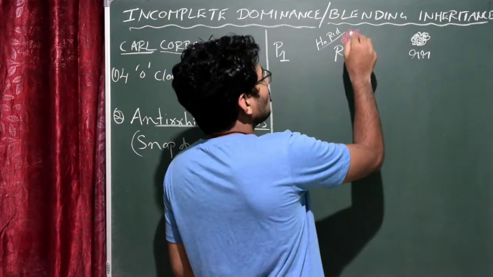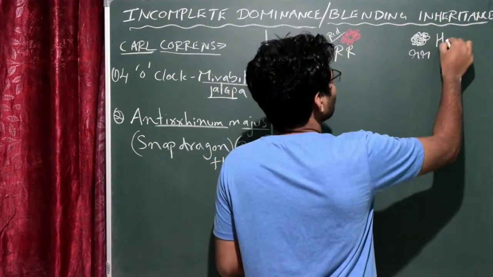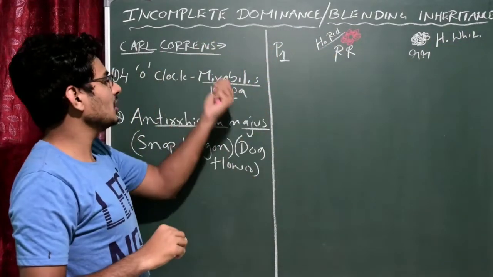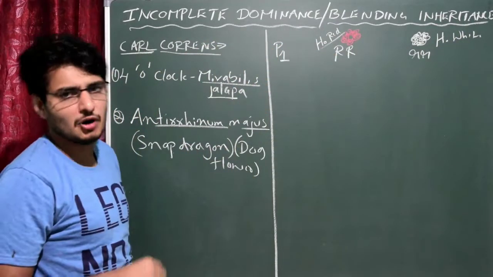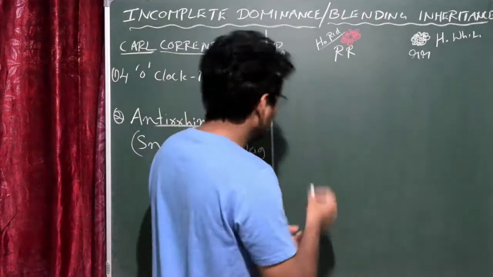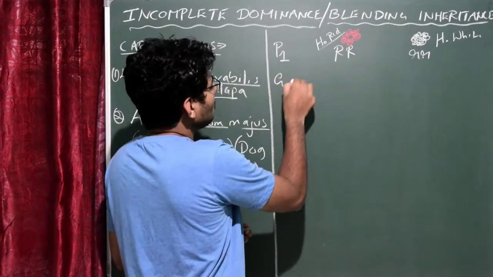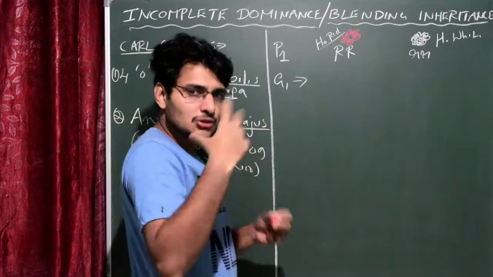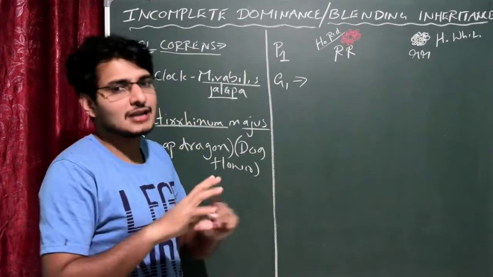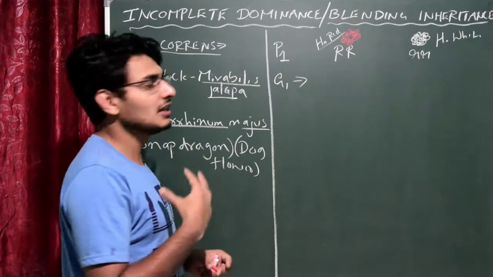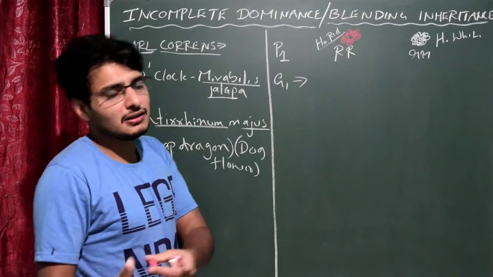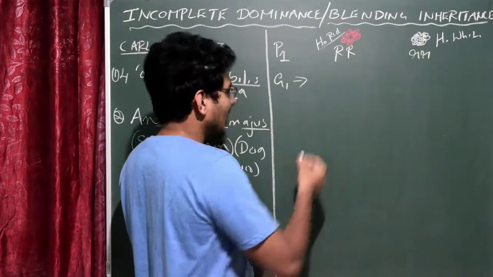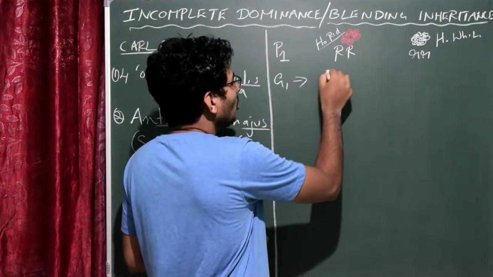So a cross between homozygous red and homozygous white of the same species, that is actually Mirabilis jalapa or Antirrhinum. Okay, whatever it is, that is P1. Let us see what is the G1. You know that during the formation of the gamete, the two alleles separate from each other, and each allele will enter into different gametes. That is actually according to the law of segregation.